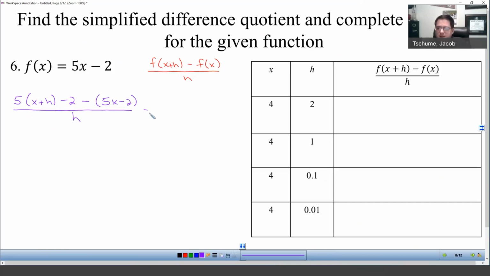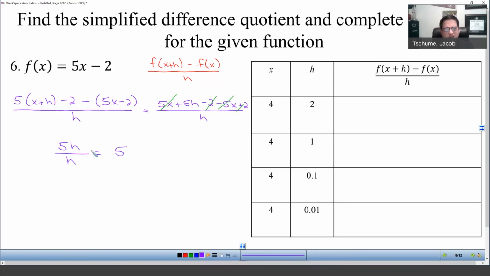So here we go. If I distribute the 5, that is 5x plus 5h minus 2. If I distribute the negative to both terms, that is minus 5x plus 2, all divided by h. In the numerator, I can see that these 5x's cancel and these 2's cancel to give me a ratio of 5h divided by h, which is the value of 5. So that is your simplified difference quotient.